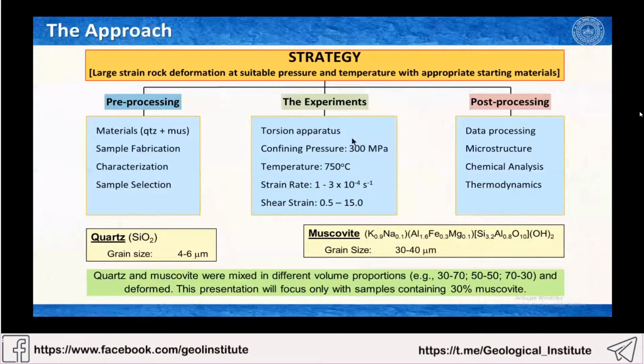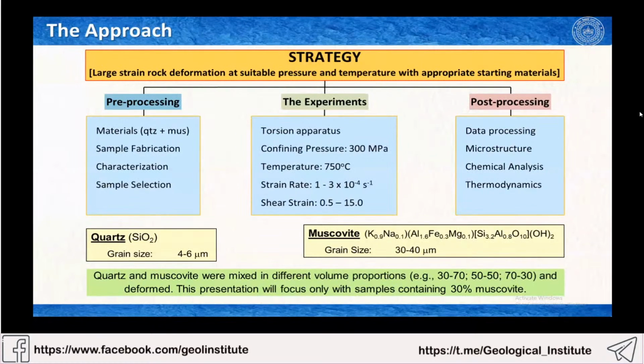The pressure we used is 300 megapascals, that's the confining pressure, or you can think of it as the lithostatic pressure or overburden pressure. Temperature we used is 750 degrees centigrade. I'll explain why. The strain rate we selected is 1 to 3 times 10 to the power minus 4 per second, but I'll only show you this. And this is a very easy strain rate in the sense that if you apply this strain rate, then one unit of shear strain, or one gamma, requires about 1 hour. And we could go up to shear strain 15, so we could run an experiment for 15 hours.